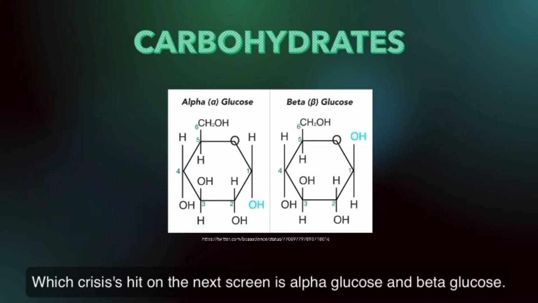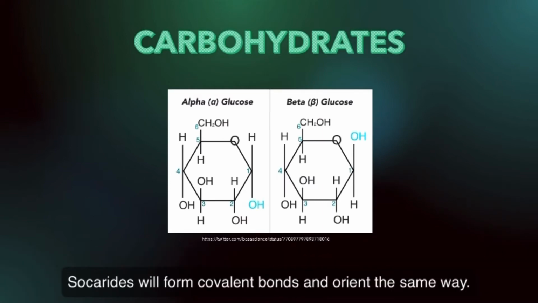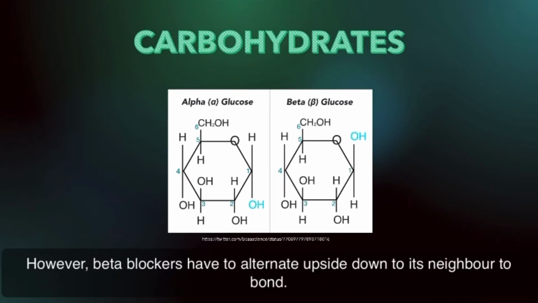Here is alpha-glucose and beta-glucose. The hydroxyl group joined to the first carbon is switched around. Alpha-glucose monosaccharides will form covalent bonds and orient the same way. However, beta-glucose have to alternate upside down to its neighbour to bond.